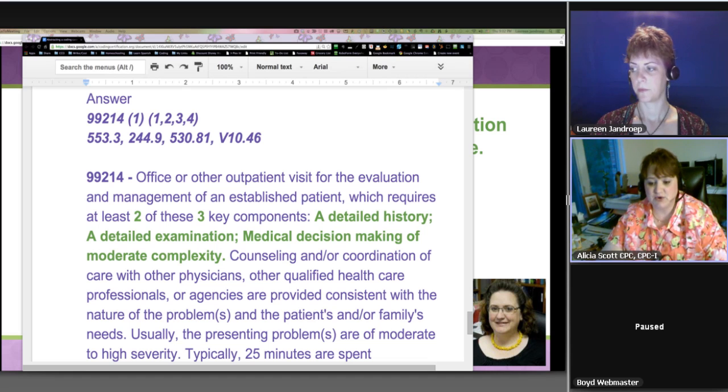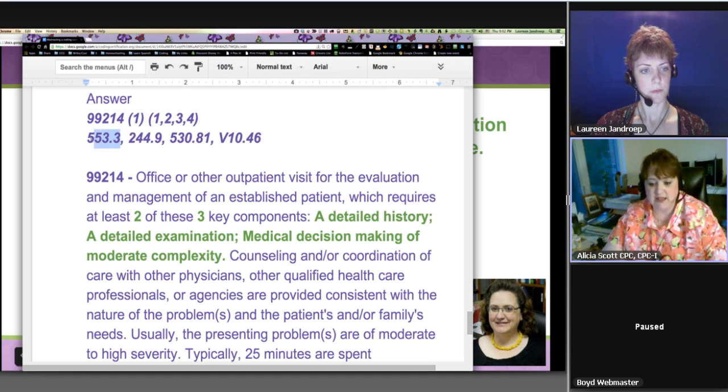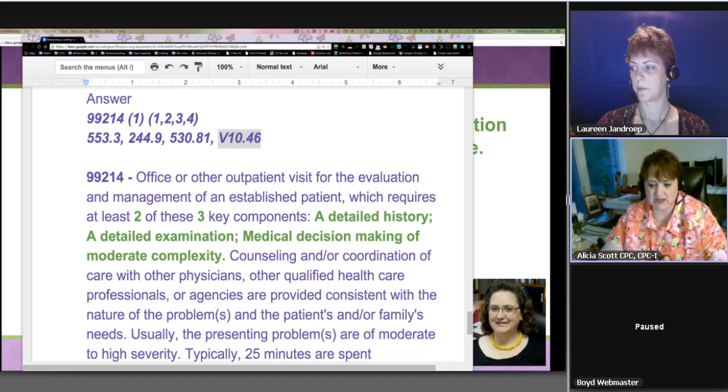So your diagnosis codes: 553.3 is going to be that diaphragmatic hernia. And again, 553 is a hernia, but it's a diaphragmatic, so that's a 3. The 244.9 is going to be your thyroid, and 530.81 is GERD, and then the V code, V10.46, is going to be a past history of prostate cancer, and I've got those listed down lower on the page with their codes and their definitions.